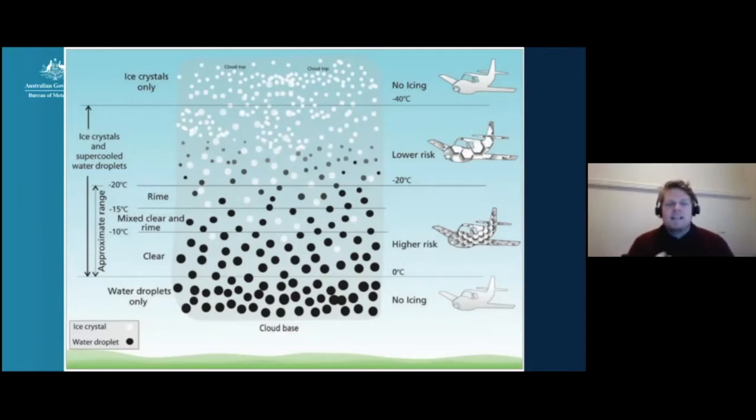Once they hit the airframe of an aircraft, they can then freeze on impact. And that high risk range of icing is between 0 and minus 20 degrees when you've got those water droplets that are still present. And then once you go even cooler than minus 20 degrees, most of it's actually ice crystals. So that means that if the ice crystals hit your aircraft, they'll actually start bouncing off and they won't freeze onto the airframe.